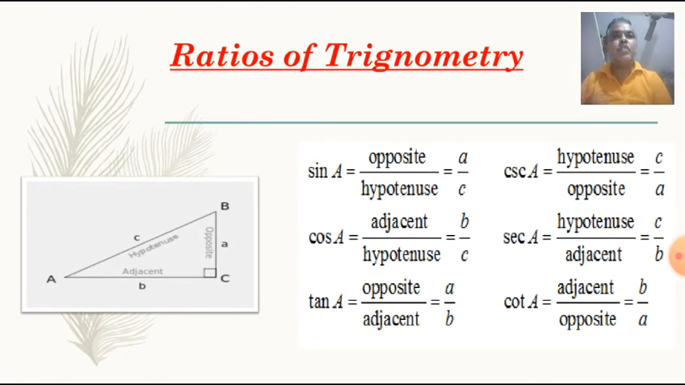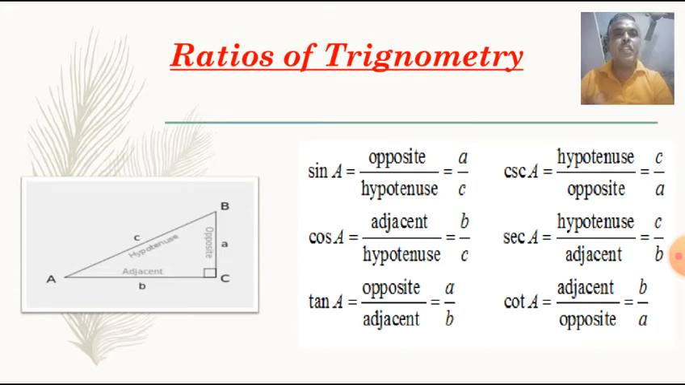So in the last two sessions, we studied the trigonometric ratios. They are sine ratio, cos ratio, tan ratio, cosecant ratio, secant ratio, and cot ratio. These are the six ratios we studied in the last session.